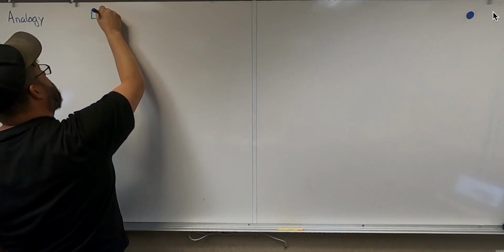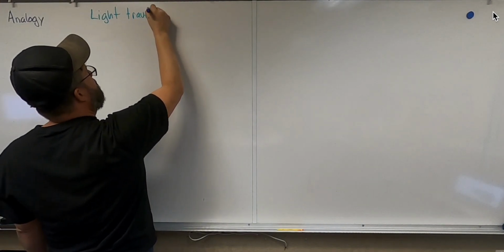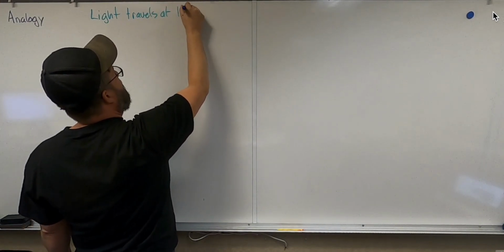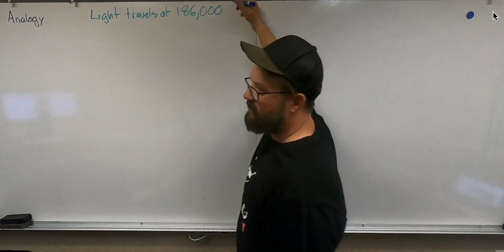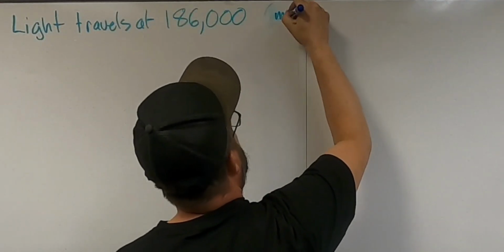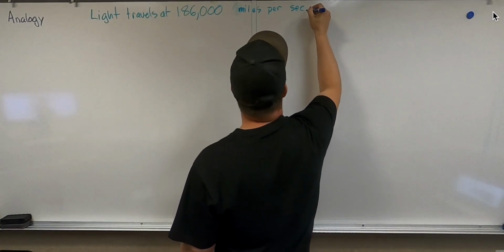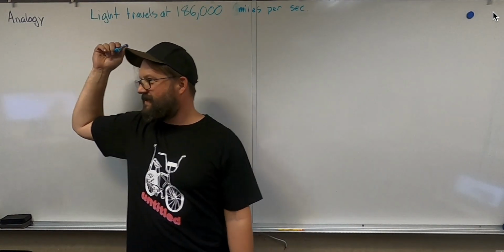Light travels at 186,000. What do you think it is? Do you think it's miles per hour? No, it's miles per second. You don't have to write that down, but I'm going to reference it for other things. So 186,000 miles per second.